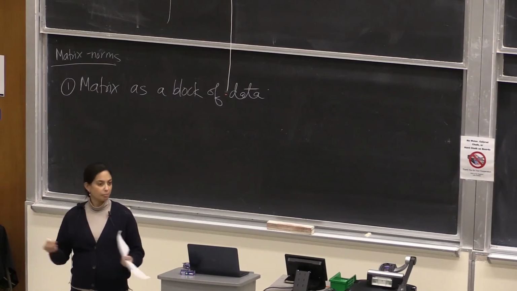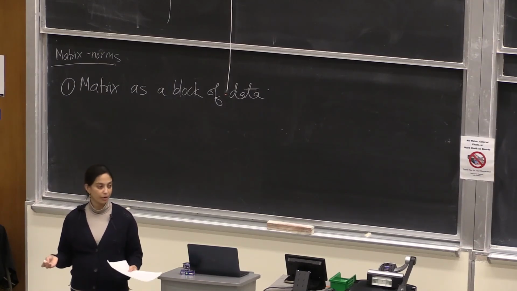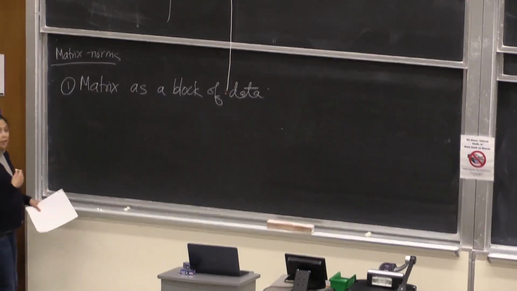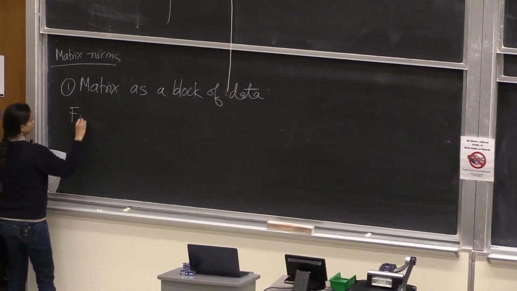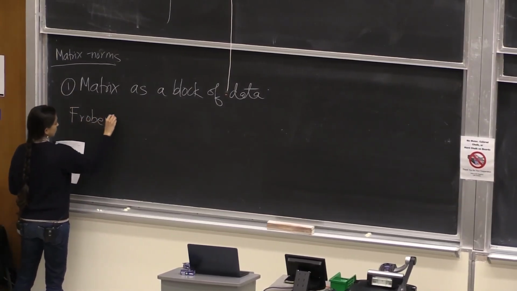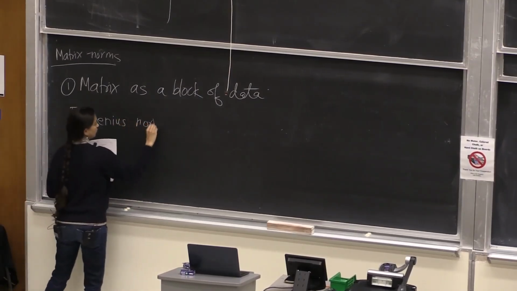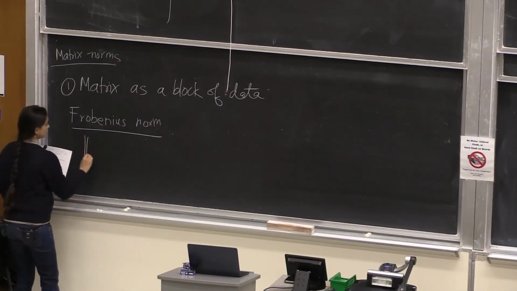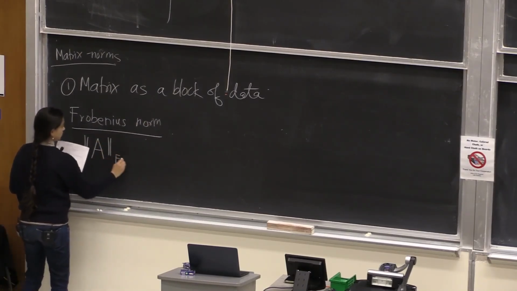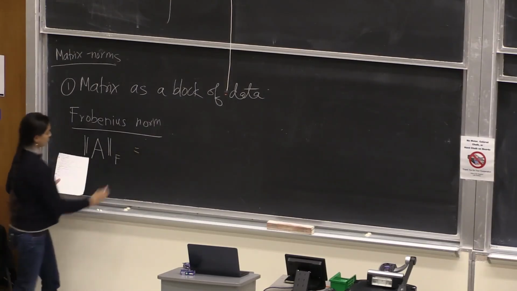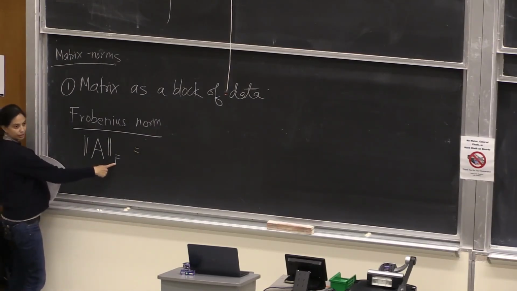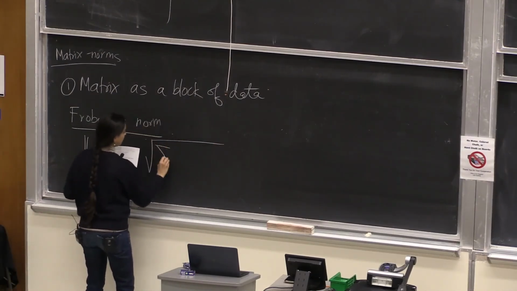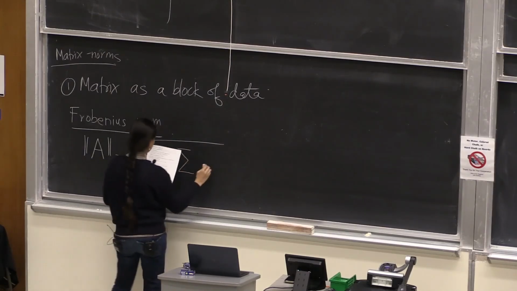But there might be many different ways in which you might want to think about a matrix as a block of data. And if you're thinking about the matrix as a block of data, the relevant norm is called the Frobenius norm. It's basically saying the Frobenius norm of A, where I've represented Frobenius by this F right here, is the square root of the sum of the squares of all of the entries.